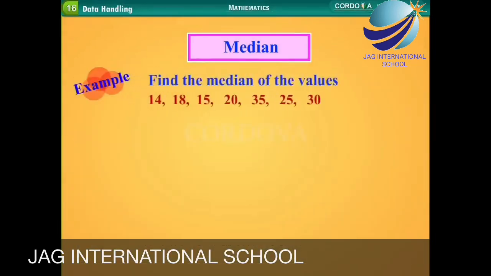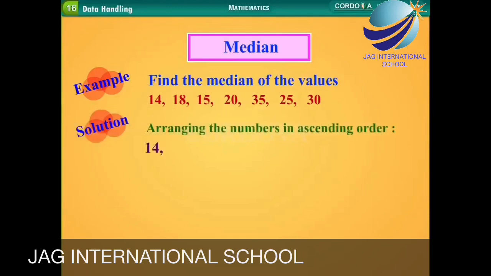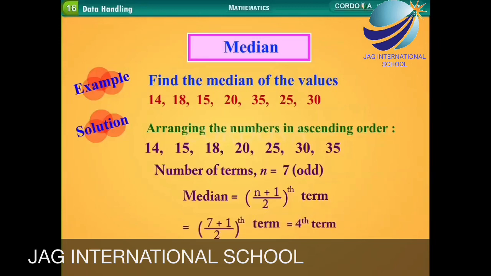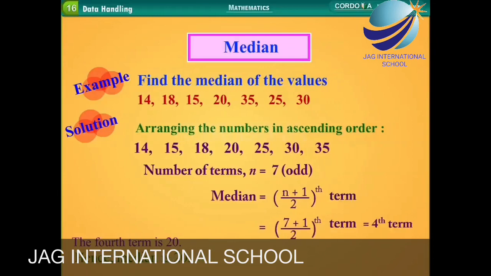Example. Find the median of the values 14, 18, 15, 20, 35, 25, 30. Solution. Arranging the numbers in ascending order. Number of terms n is equal to 7, which is odd. Median is equal to the (n + 1)/2 th term, which is equal to the (7 + 1)/2 th term, which is equal to the 4th term. The 4th term is 20. Hence, median is 20.